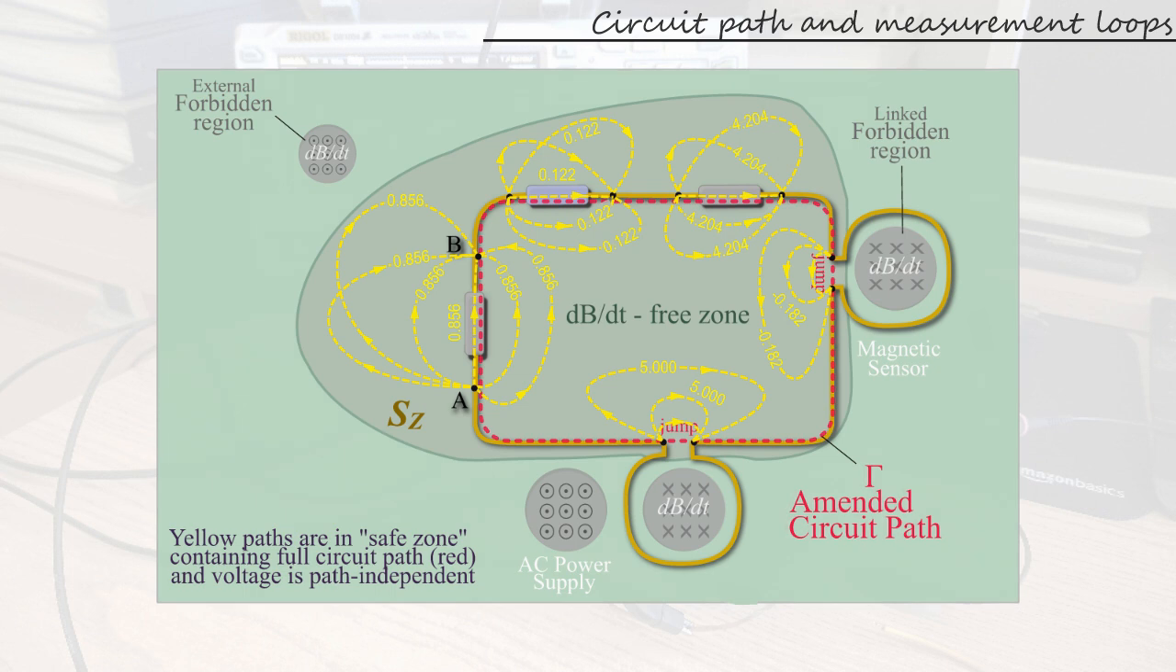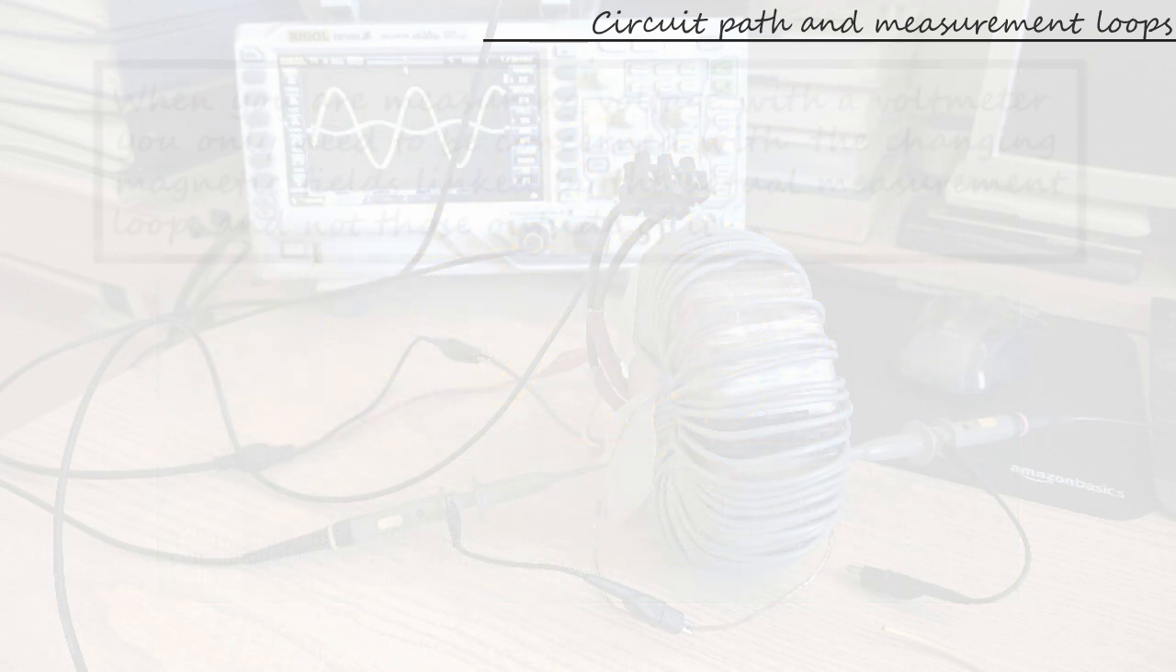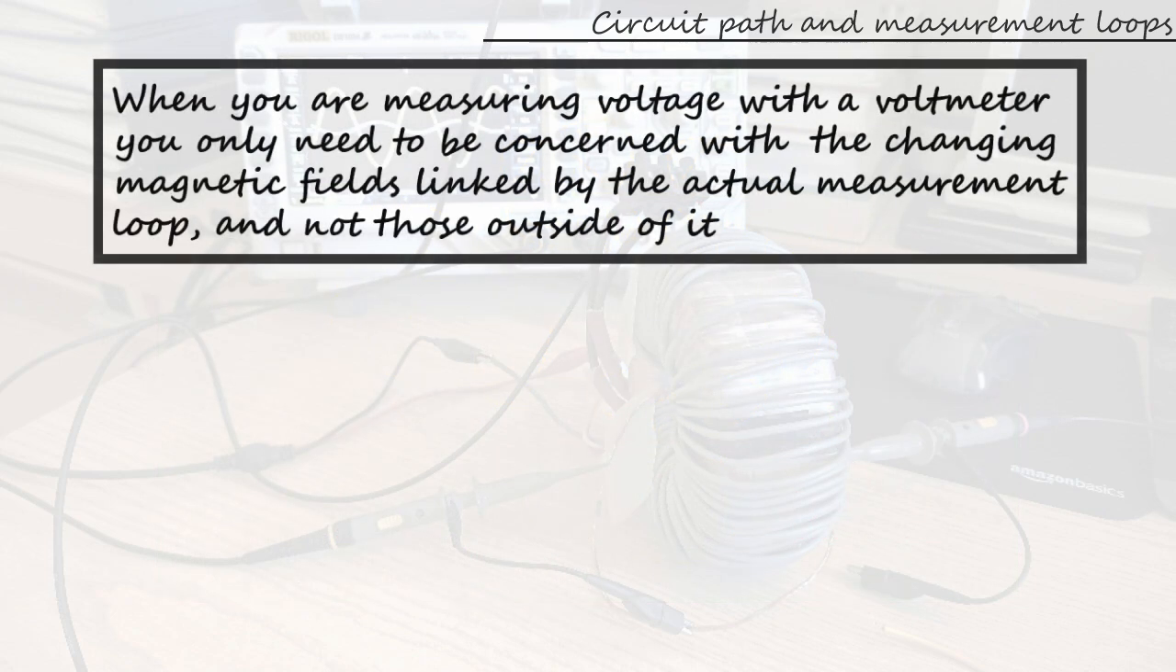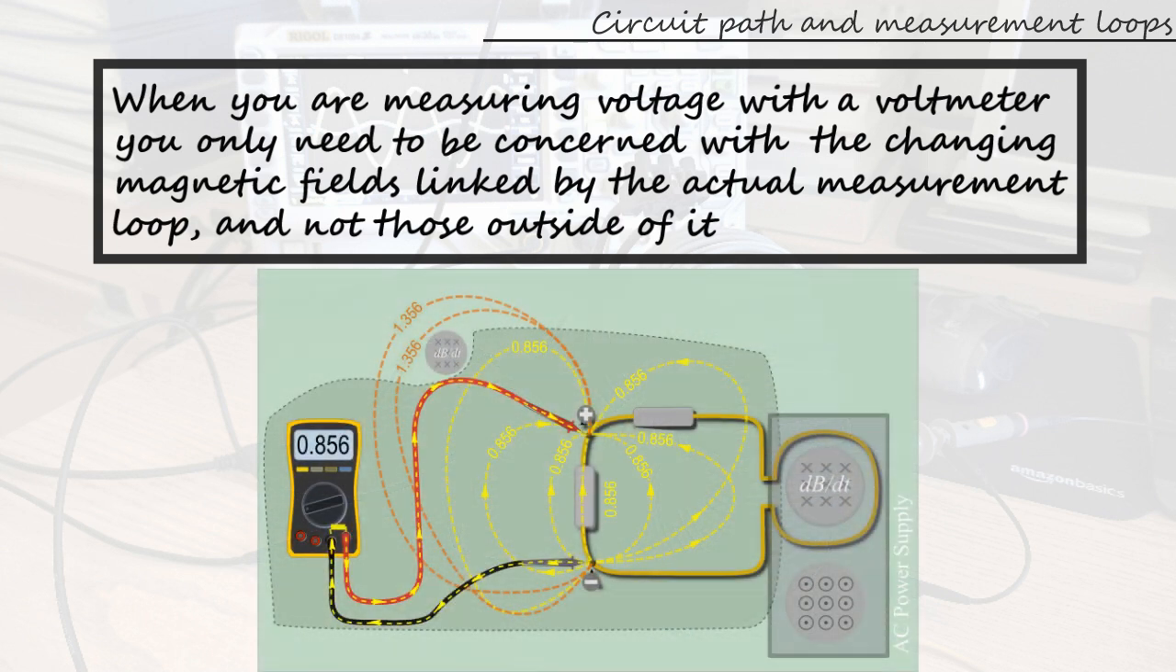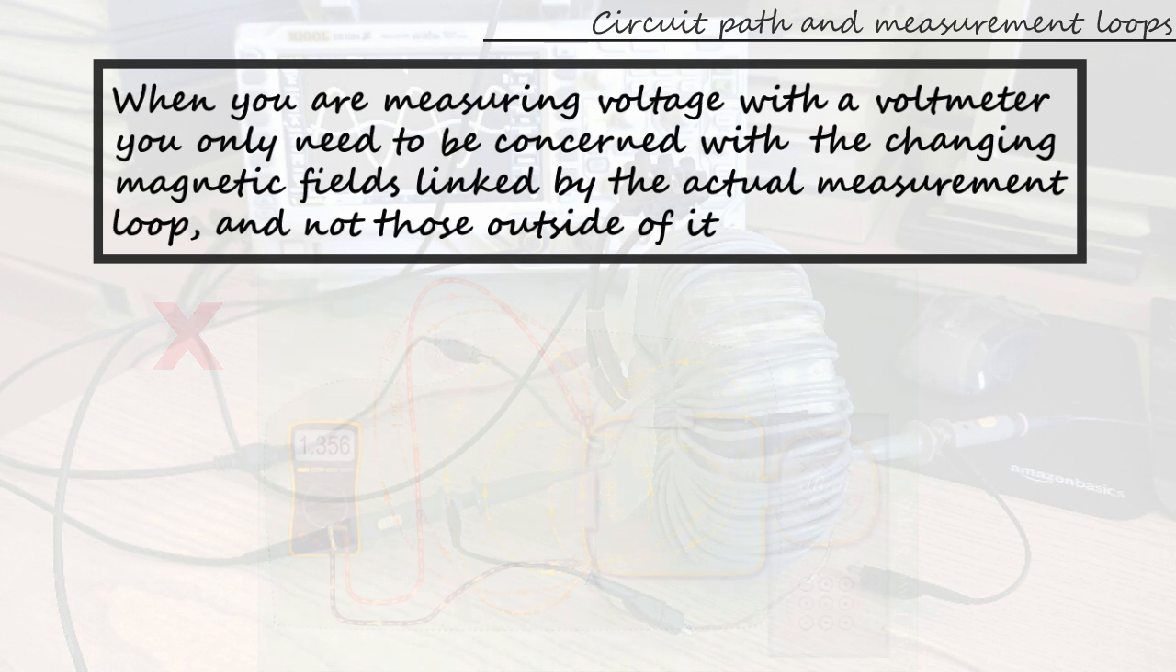How much this area can be extended outside the circuit path boundaries depends on the position of the external sources of magnetic induction. This local conservativeness, let's call it this way, in all simply connected parts of space free from dB/dt also explains why, when you are measuring voltage with a voltmeter, you only need to be concerned with the changing magnetic fields linked by the actual measurement loop and not those outside of it.